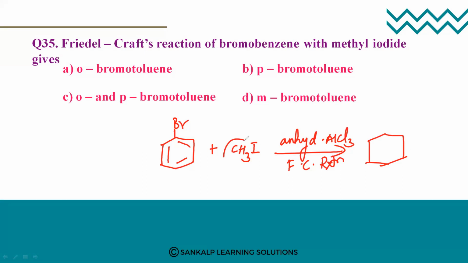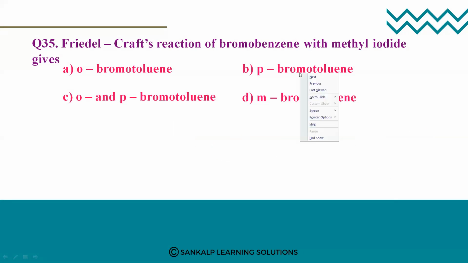So what is obtained? Your CH3 is the electrophile which will attack at ortho and para position. So this is Br and this is CH3. So this is ortho and this is para. So which is the product obtained? It is C. I hope you are getting it. Yes. So these are the answers.